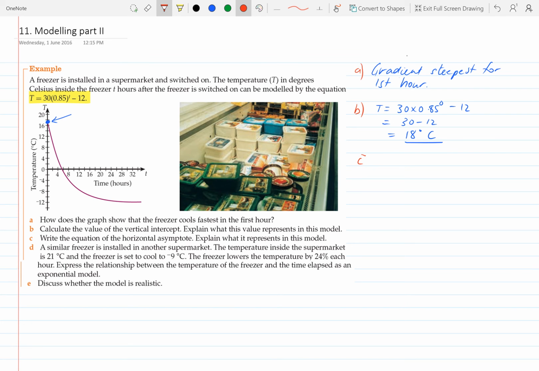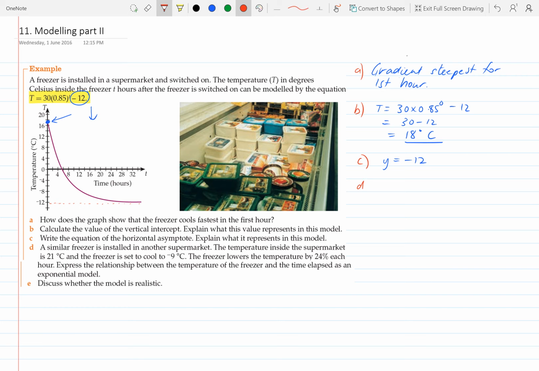Okay, question C is asking us to write an equation of the horizontal asymptote. So the value that it's getting closer and closer to, but never touches. So that asymptote is going to be y equals negative 12, simply because a decay graph like this usually has an asymptote along the x-axis, and so that minus 12 has just translated it down 12.